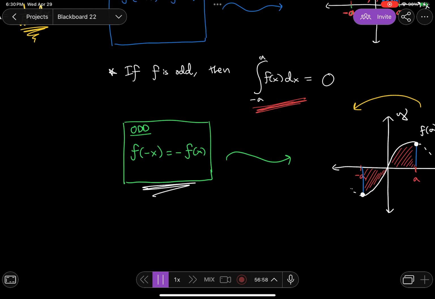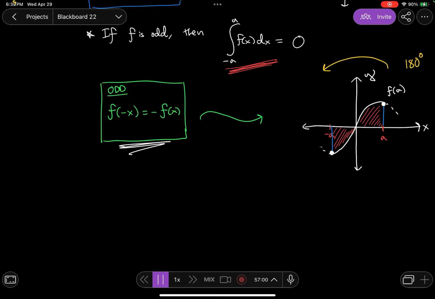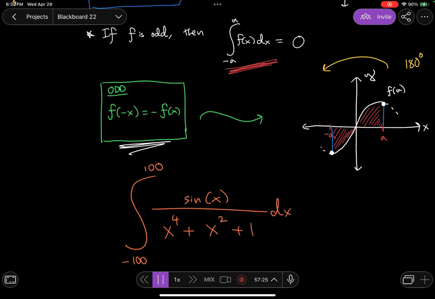So why is this so useful? If you ever spot this relationship, like for instance, if I wanted to find the integral from negative 100 to 100 of, how about, I don't know, sine x all divided by x to the 4th power plus x to the 2nd power plus 1 dx.